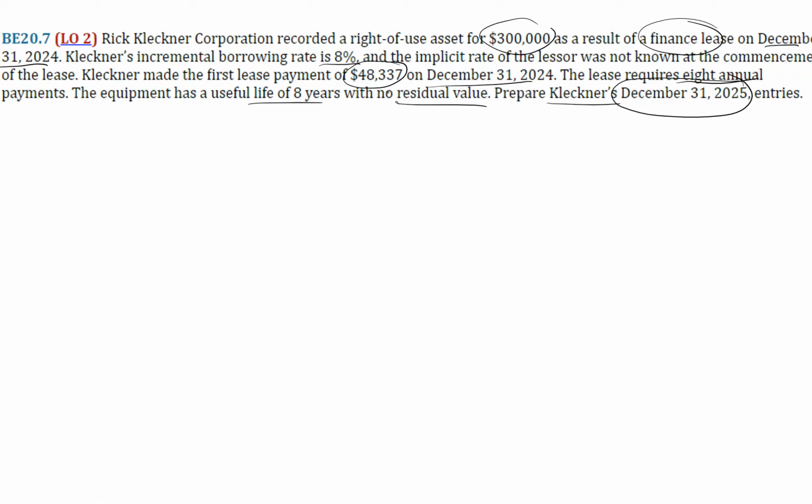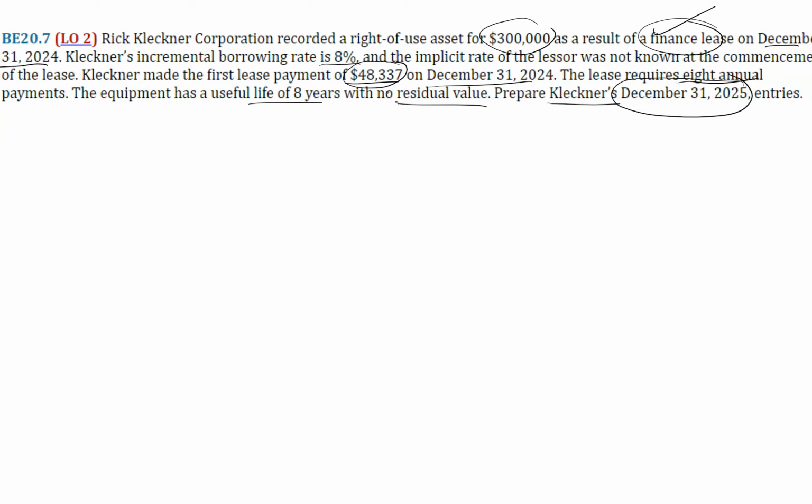So they already classified it as a finance lease, and they already calculated the lease liability, or the present value of future payments. So on December 31st, 2024, they recorded the right of use asset and lease liability of $300,000. They also recorded the first payment, which reduced their lease liability, and they credited cash by $48,337. Now the second year has passed and we will record the journal entries.